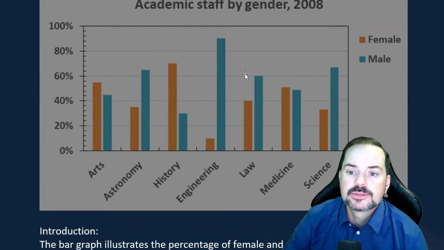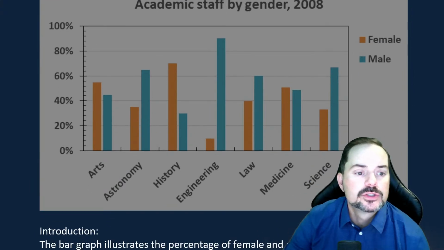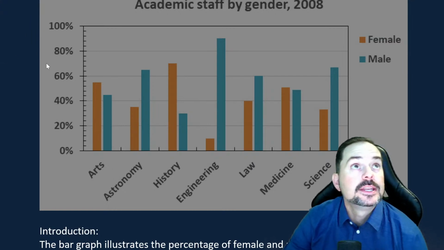Zarina, the graph is right here, okay? Zarina says, I can't see the graph. Well, hopefully you can see it now, Zarina.